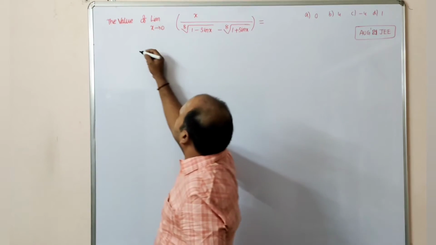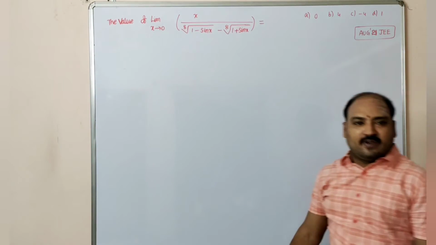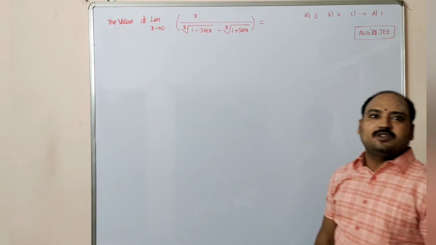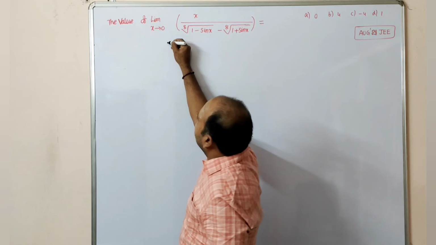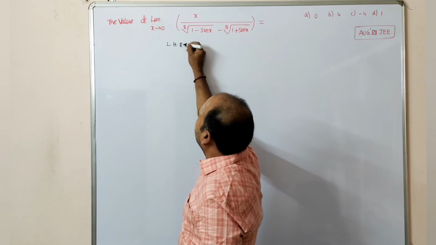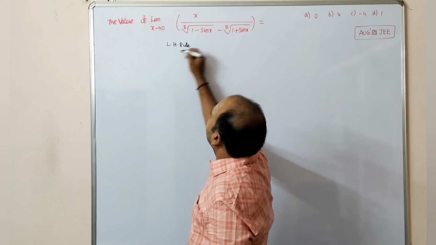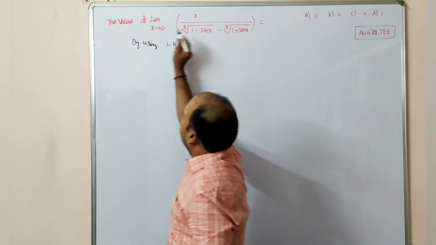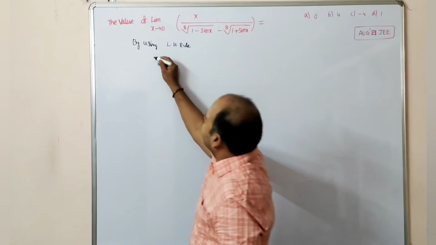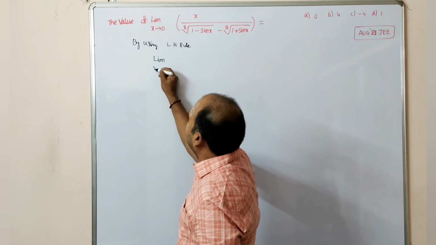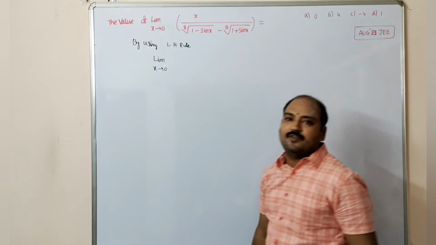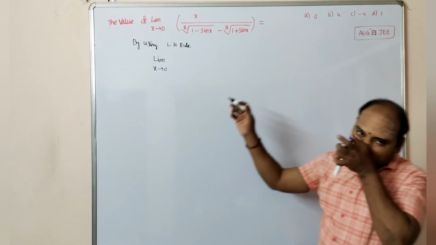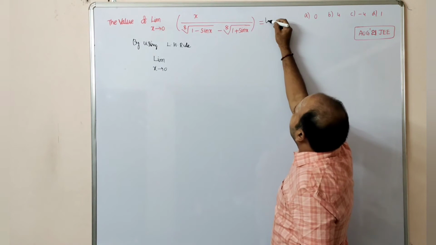See here, first x is equal to 0, substitute in the given limit. We will get 0 by 0 form. So, whenever we are getting 0 by 0 form, L'Hospital's rule you can apply. By using L'H rule, limit x tends to 0. L'H rule means differentiation of numerator divided by differentiation of denominator. Before applying L'H rule, the given limit you can write like this.